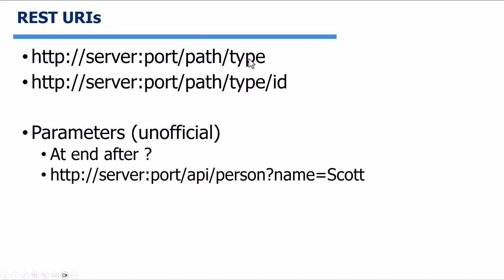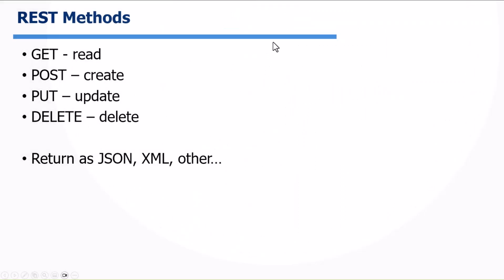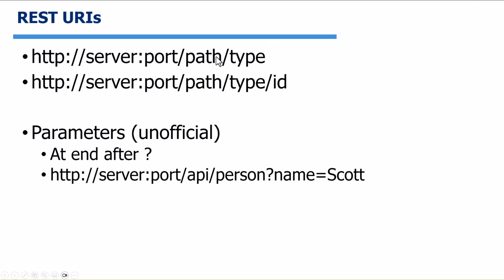Now, if you just specify type, you're really talking about, whoops, let me go back. You're talking about a collection of things that you can deal with. So you can either get a collection of things, you can create a new item in the collection, you can update an item in a collection or delete an item in a collection. If you specify the ID on there, that's when you can do the update and the delete. If you just specify the type by itself, you're going to get an entire list of things.